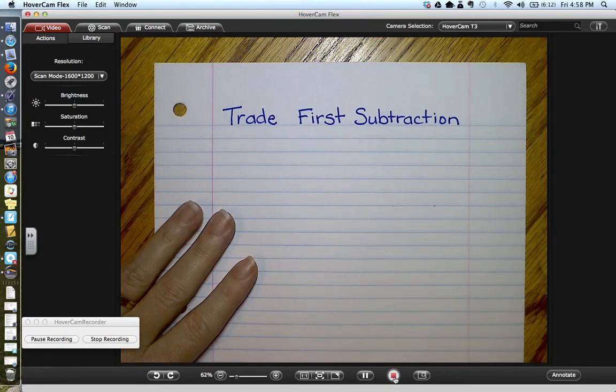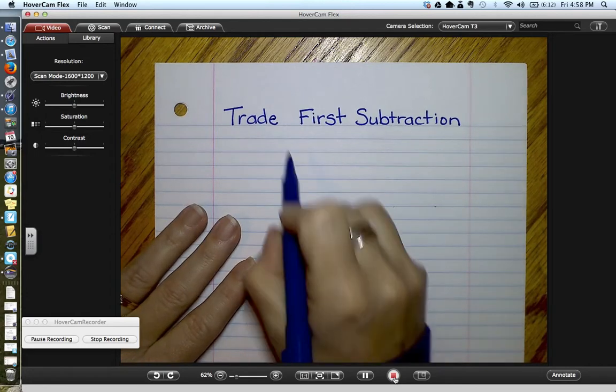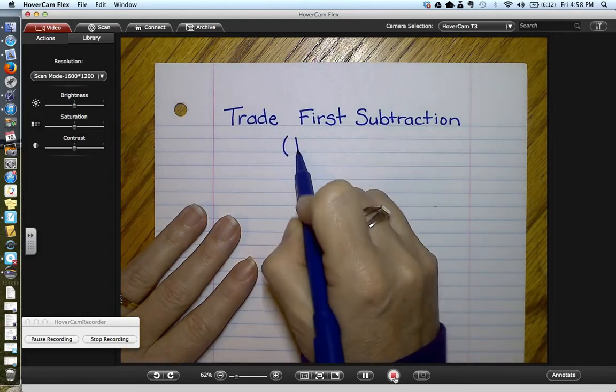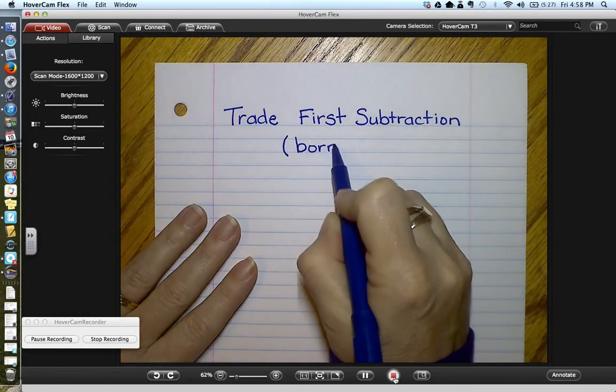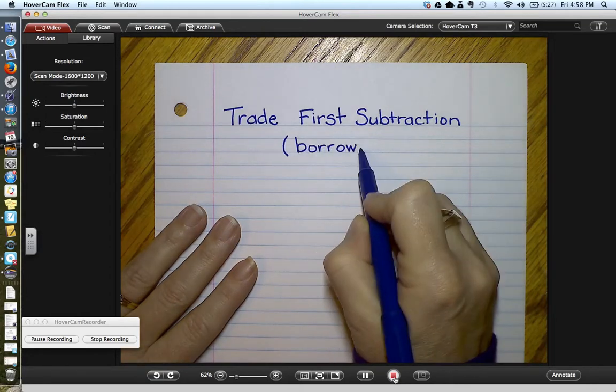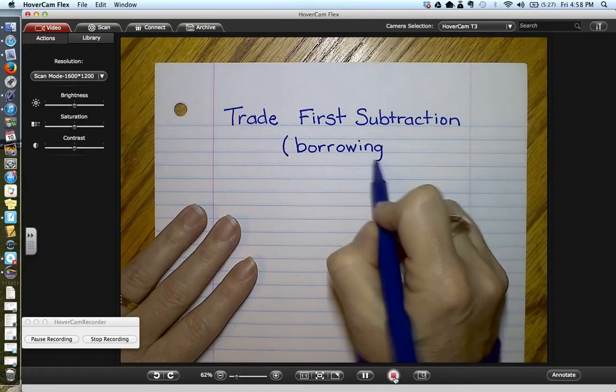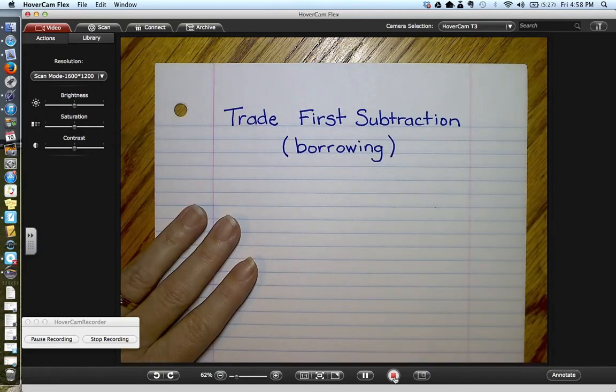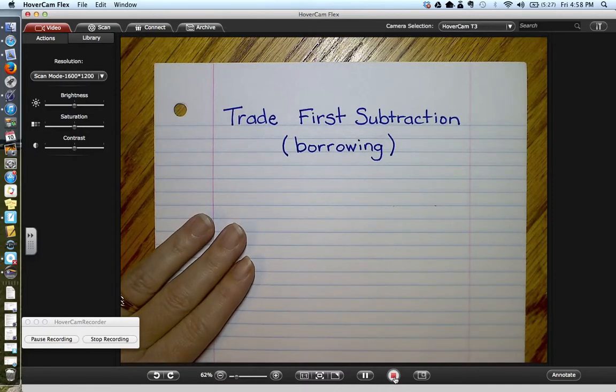Okay, and when you are ready to move on, I'm going to put one more word underneath that title, and I'm going to write the word borrowing. That's a parenthesis that it starts with. So I'm putting this word inside a set of parentheses. Sometimes we call trade first subtraction borrowing. That's something that you've probably heard from your family. Your parents have learned it more to be called borrowing than the way Everyday Math likes to call it trade first. So we have a couple of important rules when we're doing trade first subtraction.